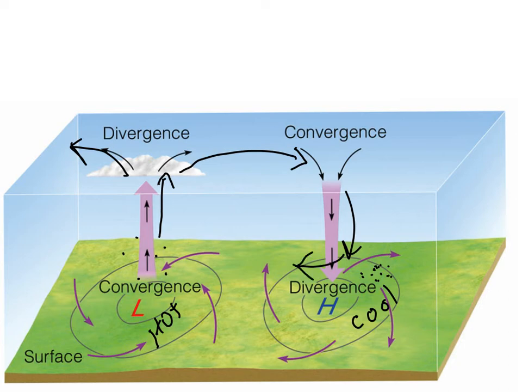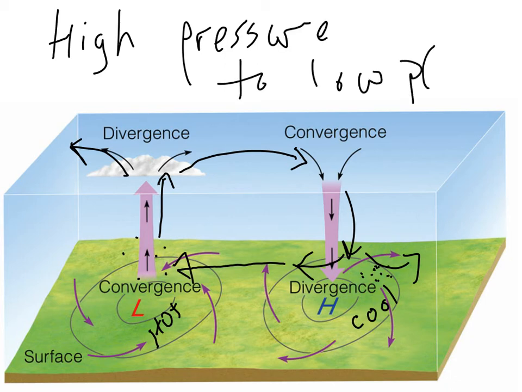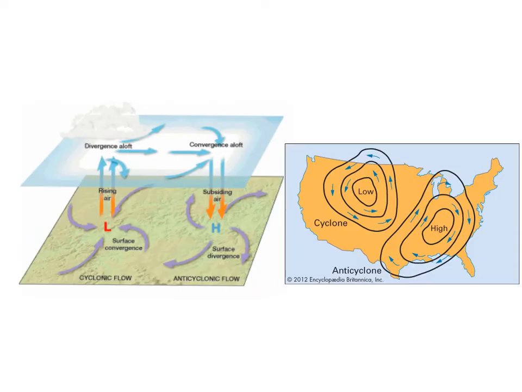Well, it can't go through the ground, so it starts to move. It's going to fill in this area over here that was vacated by our warmer, low pressure air. So things always move from an area of high pressure to an area of low pressure. Otherwise we wouldn't have any wind. This is how wind works. High pressure always goes to an area of low pressure.